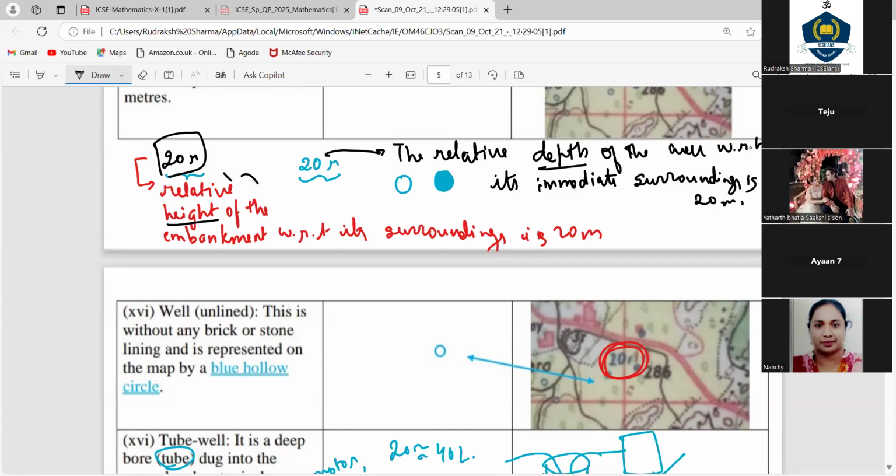So the black one I am telling you: whenever you are standing somewhere near the river bank and it is written 20R, you need to always write that the relative height of the embankment with respect to its immediate surroundings, meaning the area around it, is 20 meters.